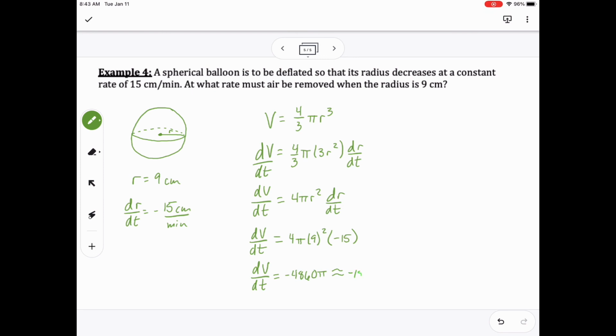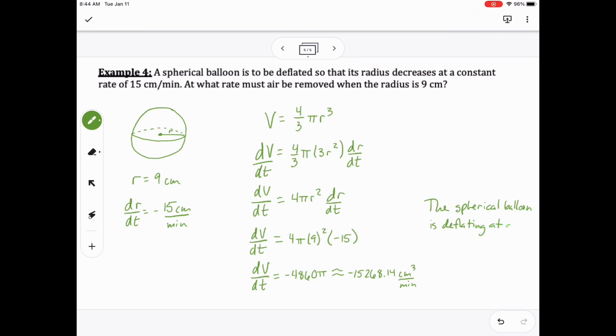per minute. Now, I usually want you to plug these in and make them values. I know the first example had pi in our answer, the first two anyway, but we usually want a real number there. So it's decreasing at negative 15,268.14 centimeters cubed per minute. Since we're talking about real things, it doesn't really make sense to leave them with pi. So I'm going to want you to have them as a decimal there.